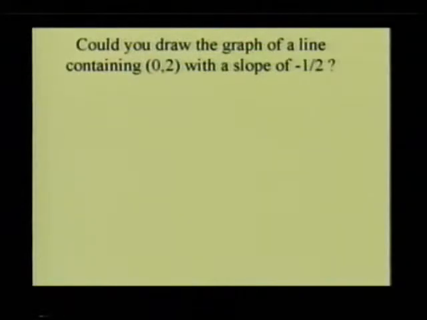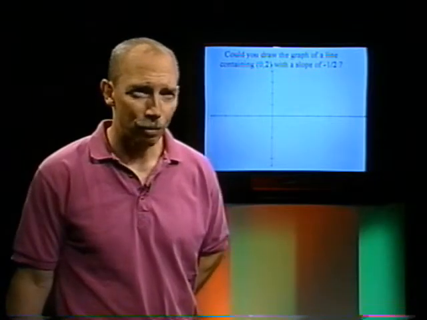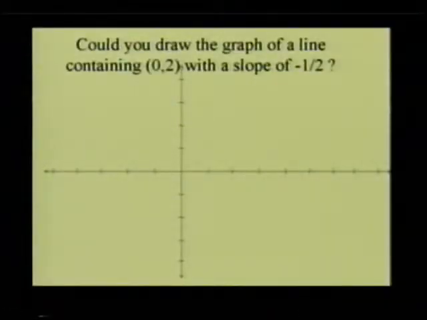Okay, well, if we really understand what we're doing, could you draw the graph of a line containing the point 0, 2 with a slope of minus 1 over 2? Don't get all choked up on me here. We know it contains the point 0, 2. So let's graph that first.